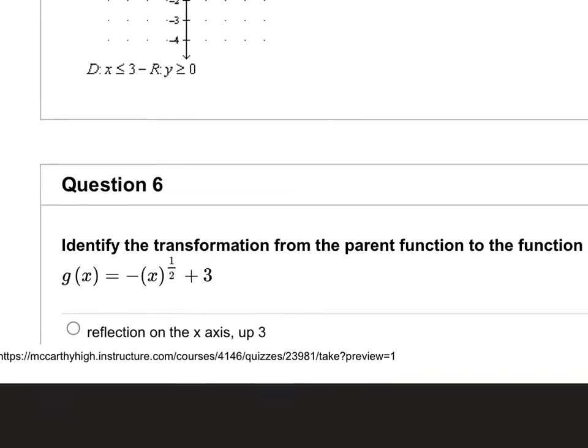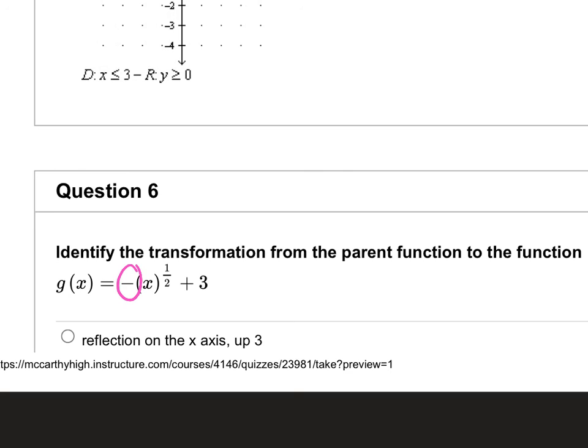All right, last one. What does this minus on the outside tell us? Reflection on the x. And plus 3? Up 3. So that would be our answer choice right here. Reflection on the x and up 3.